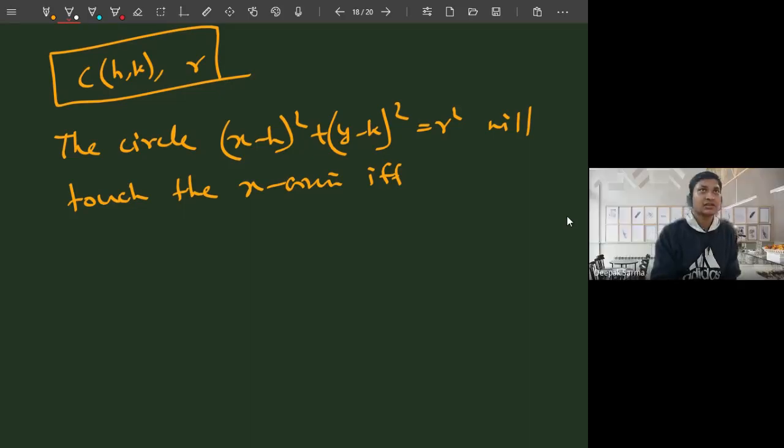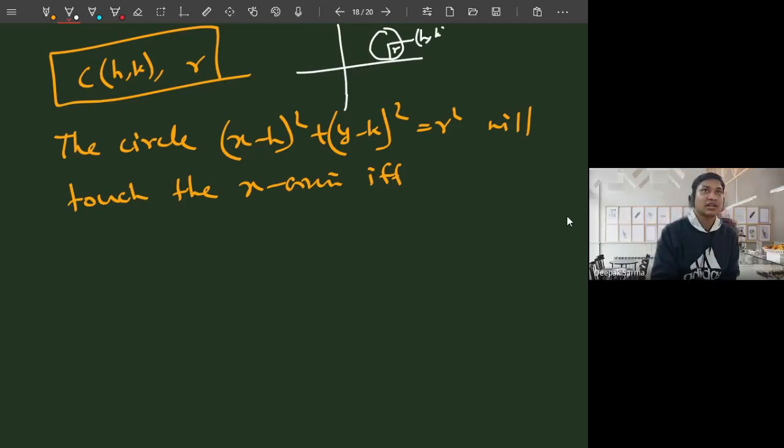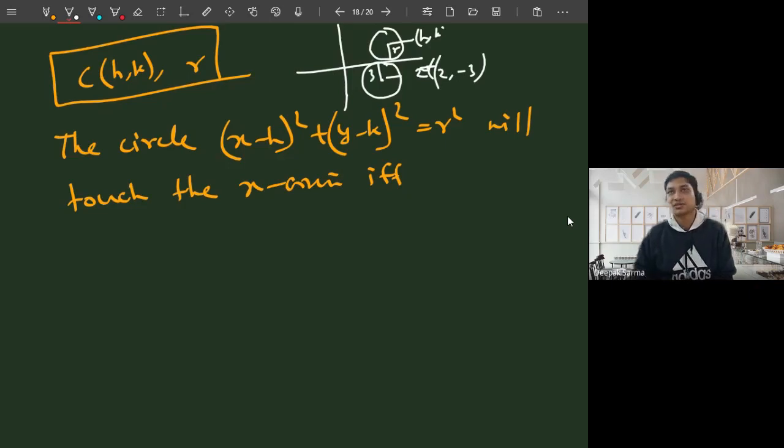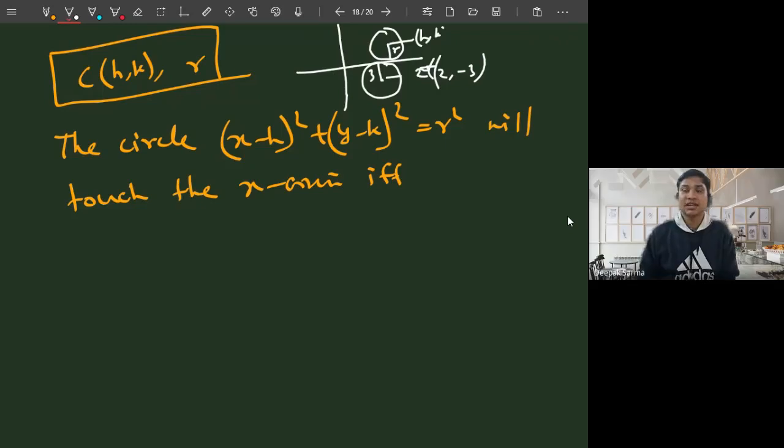All of you agree or no? Yes, sir. But it is not the general condition. Why so? The circle can be of this type also. If the circle lies in the fourth quadrant or in the third quadrant, suppose here the center is maybe 2, minus 3. Yes, I can have (2, minus 3) as the center. What is the radius? The radius will be 3, not minus 3. Got it? Radius is positive. The center can have negative values.